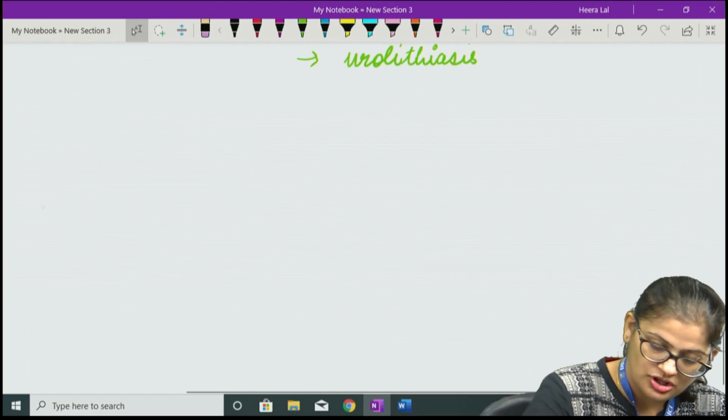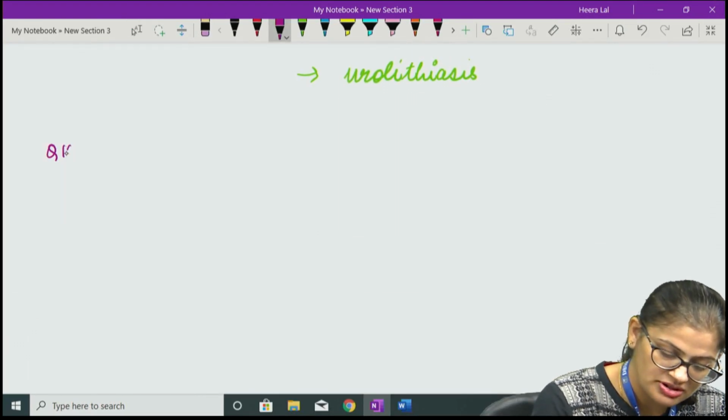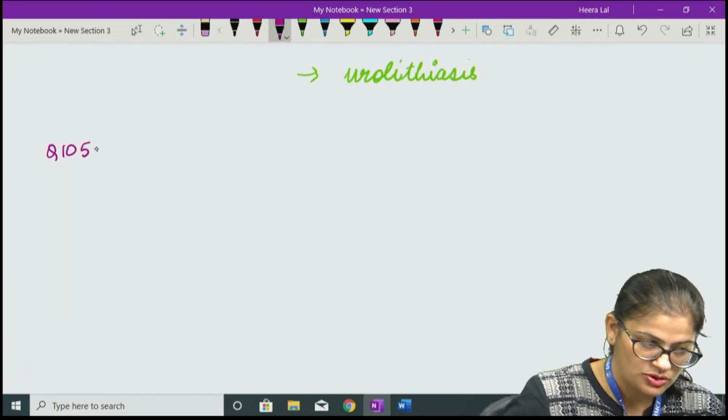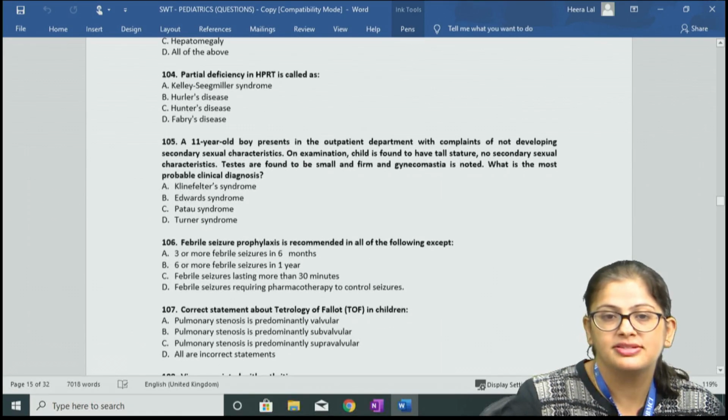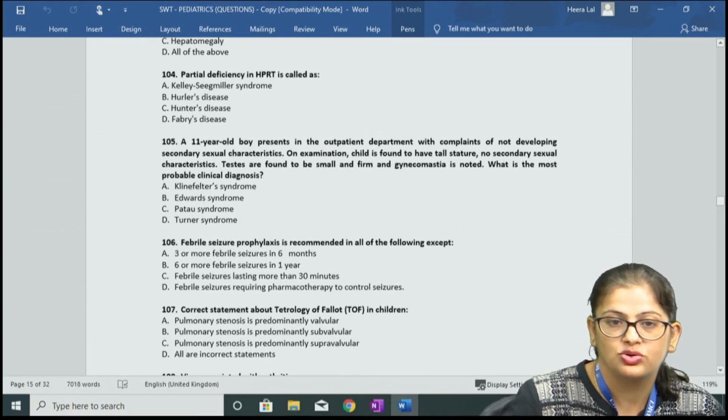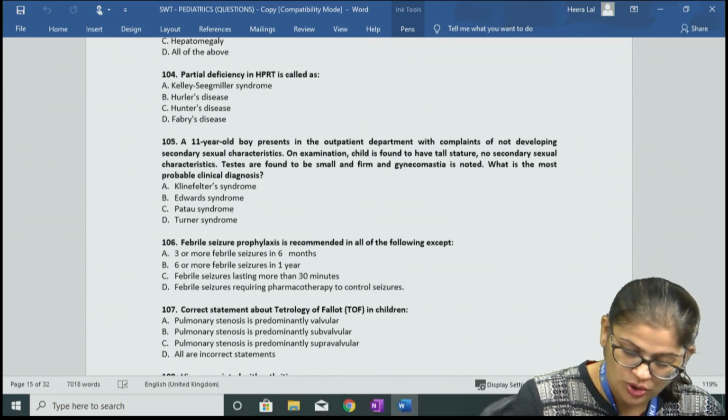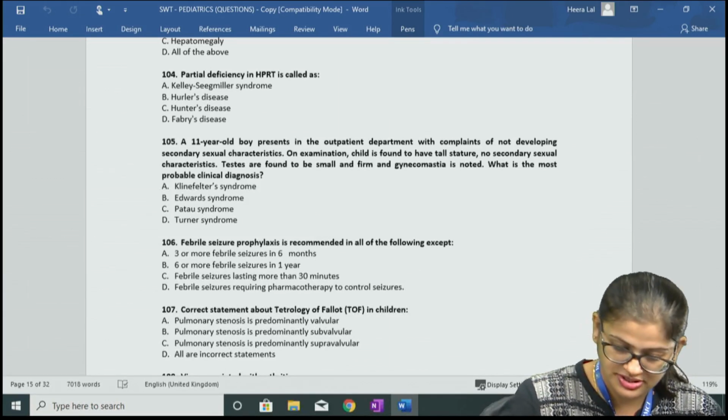So next we come on to question number 105, and question number 105 is, a 11-year-old boy presents in the outpatient department with complaints of not developing secondary sexual characteristics. On examination, the child is found to have tall stature, no secondary sexual characteristics, testes are found to be small and firm, and gynecomastia is noted. What is the most probable clinical diagnosis? And the correct answer is option number A, that is Klinefelter's syndrome.